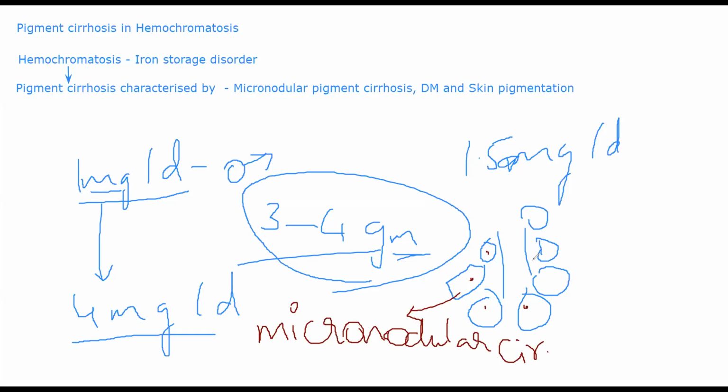Now, if there is atrophy of your islet cells, it specifically will target your beta cell. That is why insulin production gets affected severely, wherein the patient is having diabetes mellitus. Okay, I'll repeat once again.